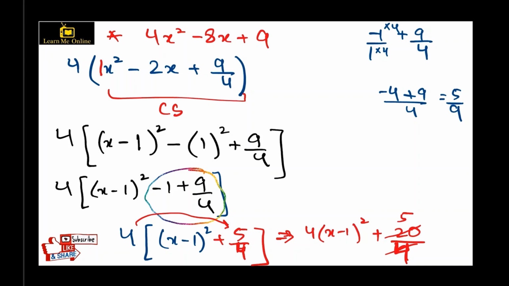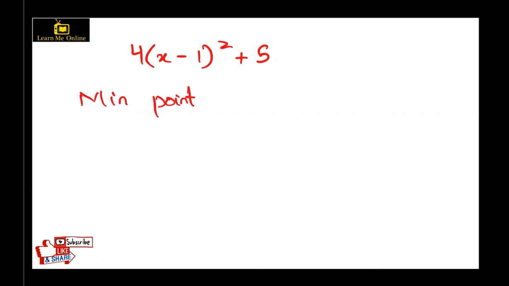Now, even with the same one, you can find out the minimum point coordinates. So I'm going to write down my completing square form, which is 4 times x minus 1 squared plus 5. Now we are finding out the minimum point coordinates. We're going to start with what makes the bracket equal to 0. Which x value makes the bracket equal to 0? Taking x equals 1 would make the bracket equal to 0.